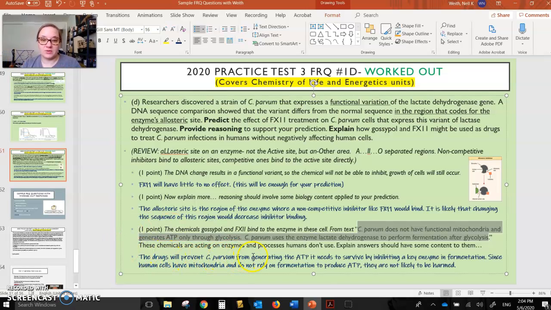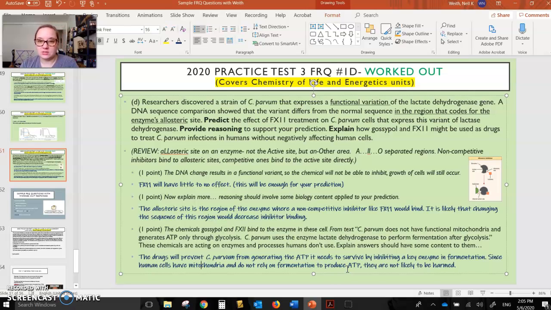So the drug prevents C. parvum from generating ATP. It needs that to survive. So I think that's a good one because it's the key enzyme in fermentation so that you can go back and do glycolysis, okay? So you basically put the brakes on the fermentation part, so it's going to run out of electron carriers from glycolysis because they're not coming back empty. Since human cells have mitochondria, they do not rely on fermentation to produce ATP. They are not likely to be harmed.